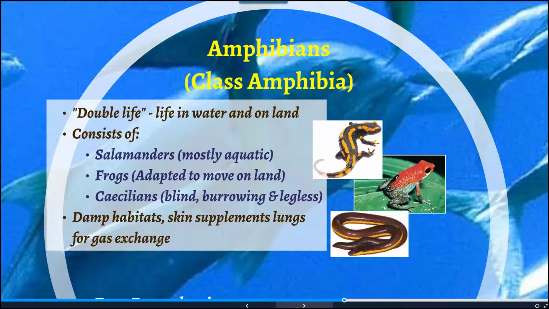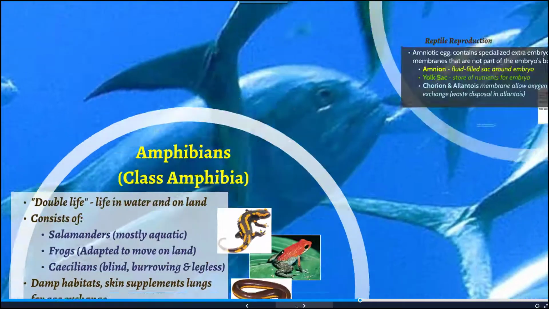They have to live in damp habitats as their skin supplements the lungs for gas exchange, and it is thus important that it remain kind of damp. We don't find any marine amphibians, but they are an important vertebrate group.